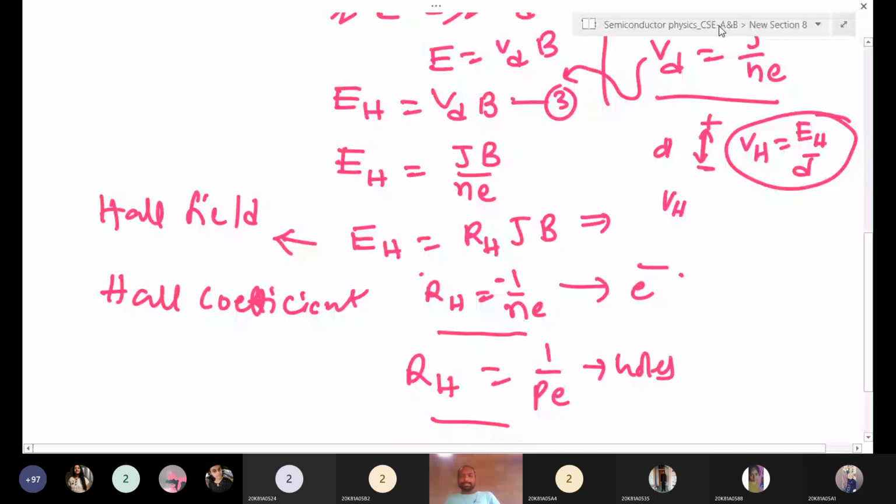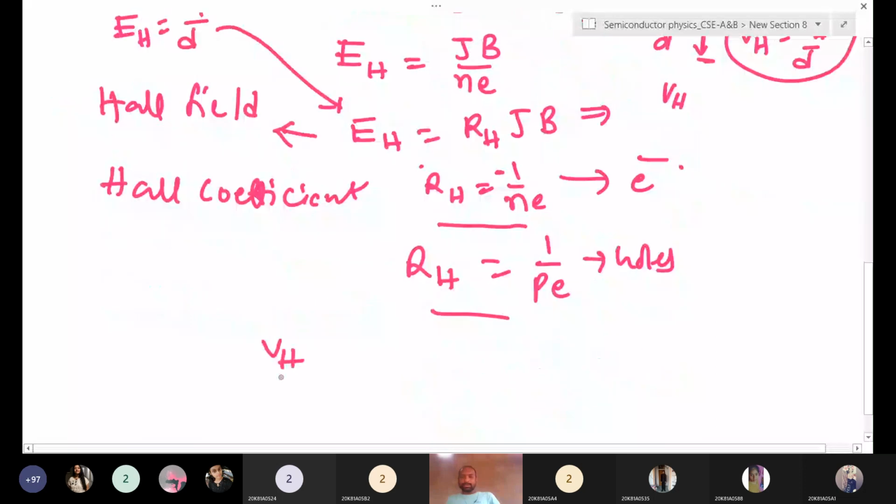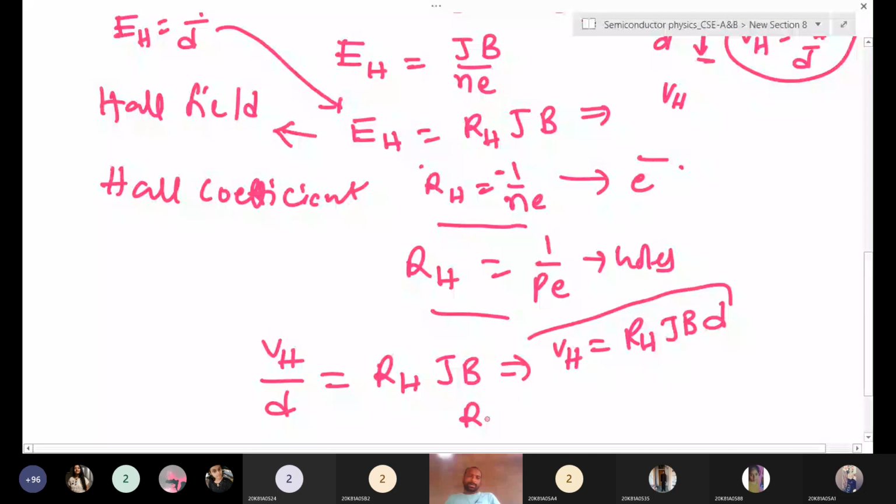Or you can write VH is equal to JBD by Ne also. This is enough, up to here it is enough. VH is the Hall voltage, EH is the Hall field. Right? So very easy. We just equated two equations, and from there we have derived it. I will derive it again.